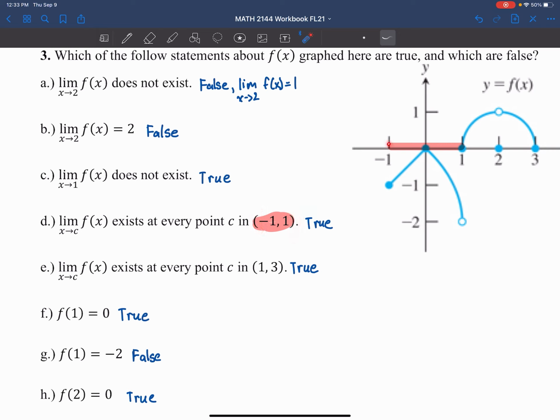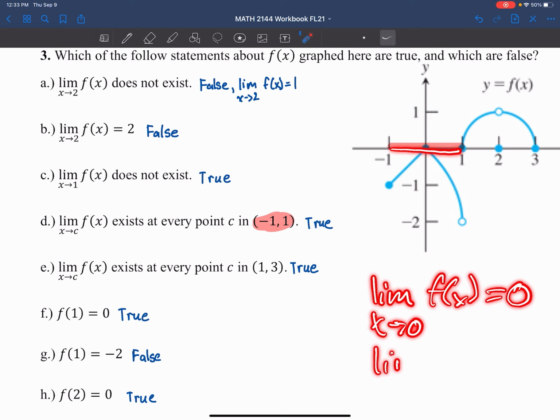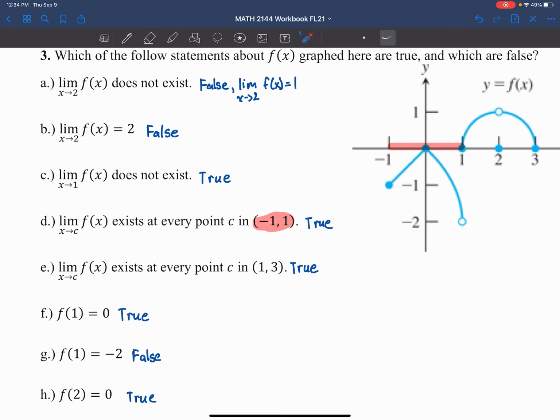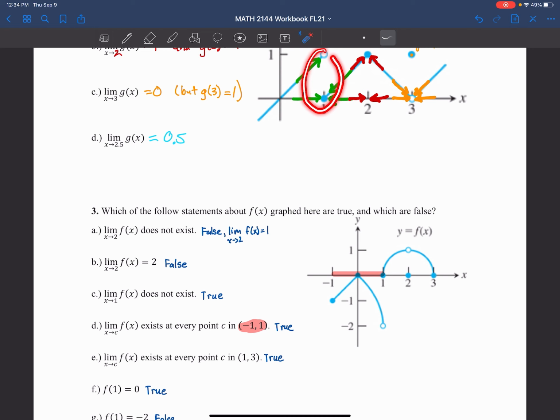So it does not include, so ignoring -1 to 1, because that would get into one-sided limits, which we're not ready for. But if you look at everything inside of here and you were to say, okay, the limit as x approaches 0 of f of x, that is equal to 0. If you were to do the limit as x approaches, let's say -0.5, well, that would be about right there. So at every single x value or c that you choose in there, the limit exists, then that statement is true.